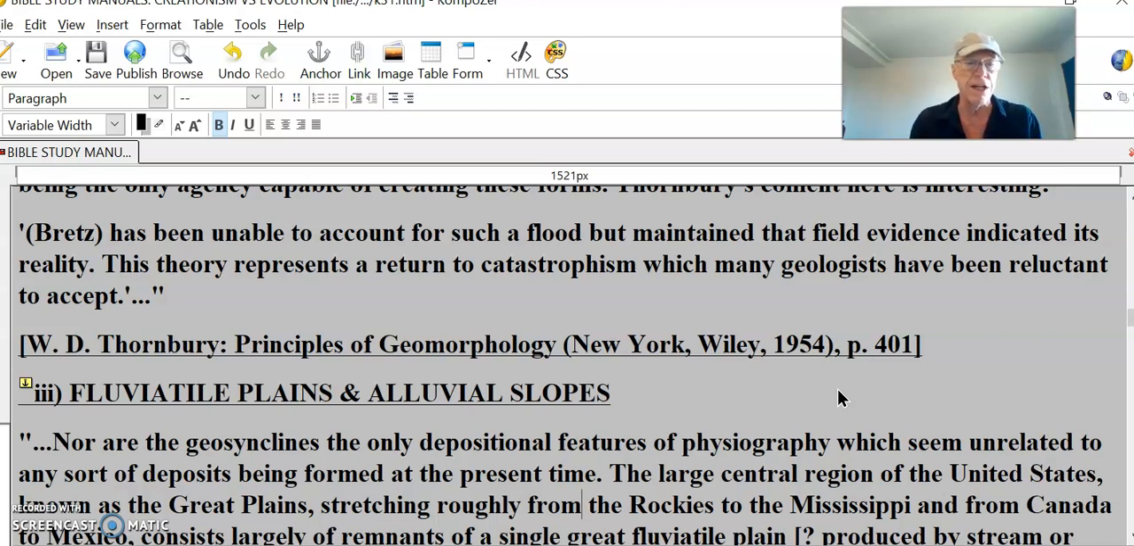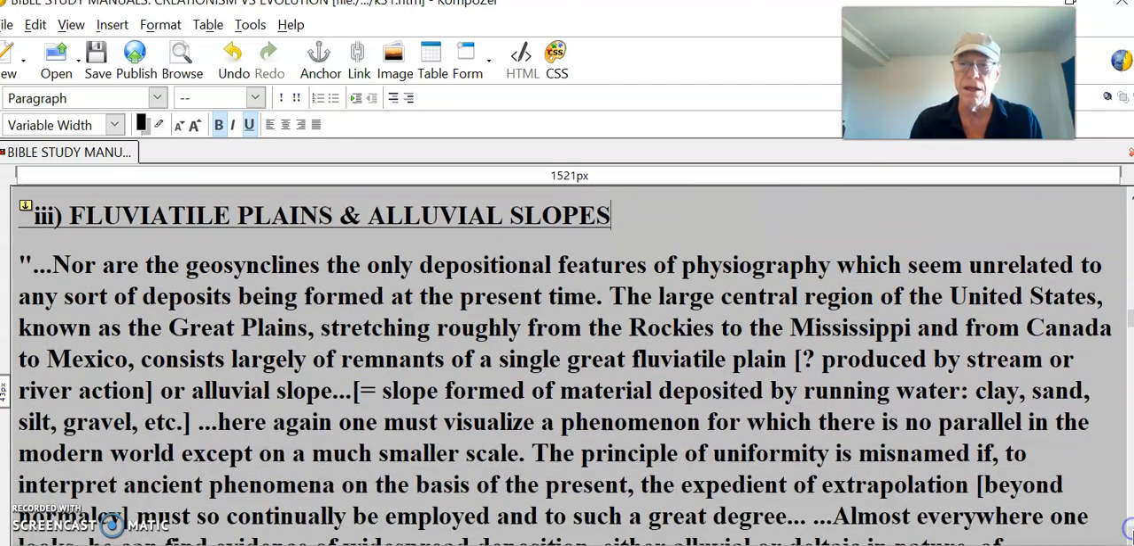The large central region of the United States, known as the Great Plains, stretches roughly from the Rockies to the Mississippi and from Canada to Mexico. The Great Plains consists largely of remnants of a single great fluviatile plain, defined as fluviatile, produced by stream or river action, or alluvial slope, a slope formed of material deposited by running water, clay, sand, silt, gravel, and so on.